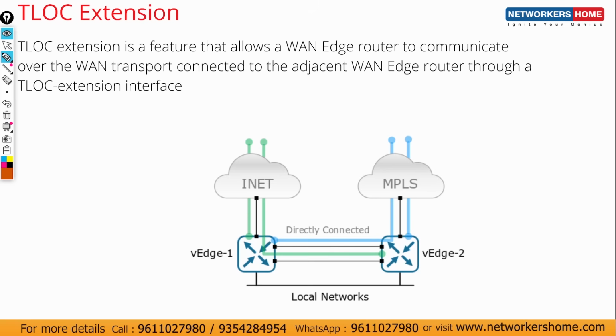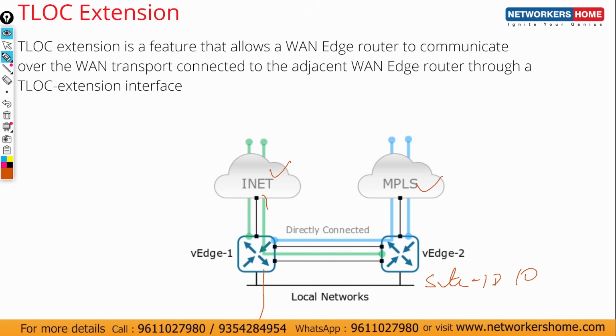So what TLOC extension does is that, let's say you have one internet connection and one MPLS connection here. So this is a certain site, let's call it site ID 10. All the internet traffic you want to go through this particular internet connection, and all the MPLS traffic should go through the MPLS connection.